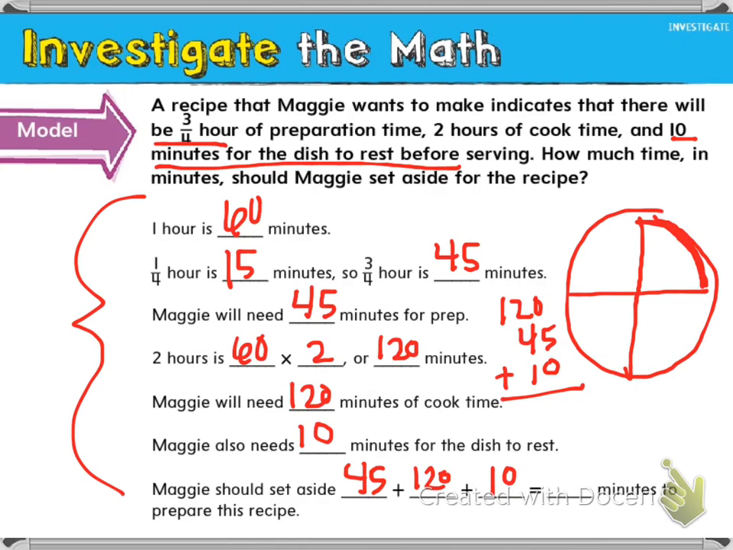Okay, so 120 plus 45 plus 10. We've got 5 plus 0, which is 5. Then we've got 4 plus 2, which is 6, plus 1, which is 7, and 1 plus nothing else is 1. So she needs 175 minutes to prepare this recipe.